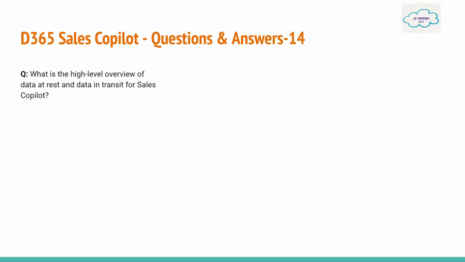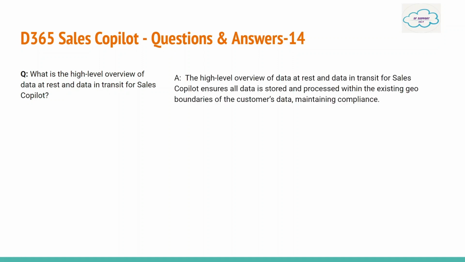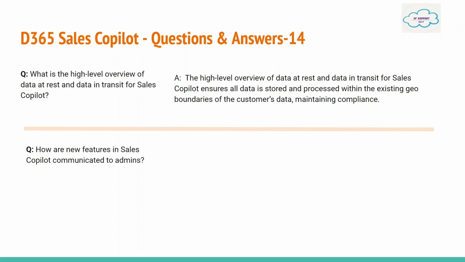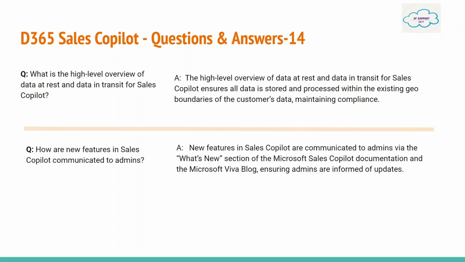Question. What is the high level overview of data at rest and data in transit for Sales Copilot? This Copilot ensures all data is stored and processed within the existing geo boundaries of the customer data, maintaining compliance. How are new features in Sales Copilot communicated to admins? These are communicated to admins via What's New section of the Microsoft Sales Copilot documentation and Microsoft Viva blog, ensuring admins are informed for updates.